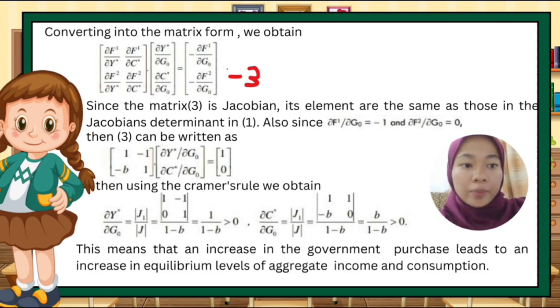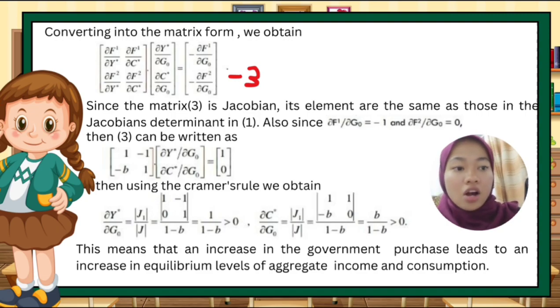Then, using Cramer's rule, we obtain this equation. This means that an increase in government purchases leads to an increase in the equilibrium level of aggregate income and consumption.